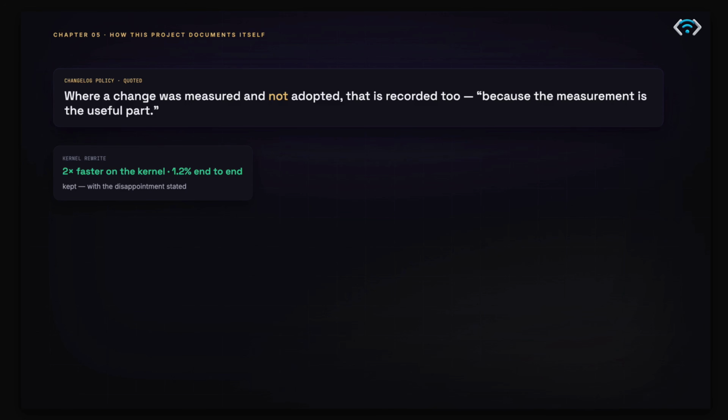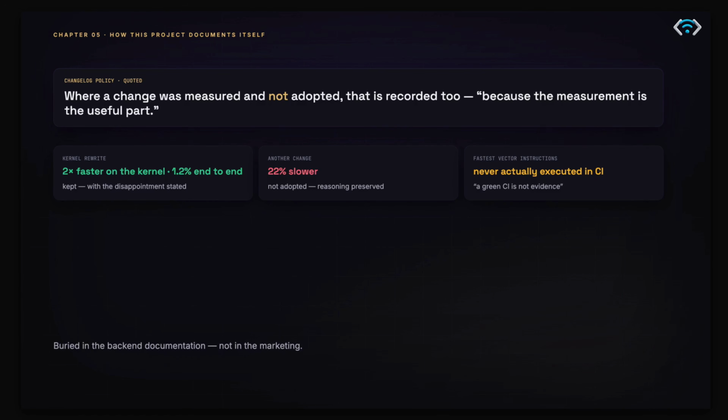Buried in the backend documentation, a kernel rewrite recorded as 2 times faster on the kernel and 1.2% end-to-end, kept, with the disappointment stated. Another change recorded flatly as 22% slower, and the reasoning preserved. A note that their fastest vector instructions have never actually executed in CI, with the sentence, "a green CI is not evidence." And then this morning's release.